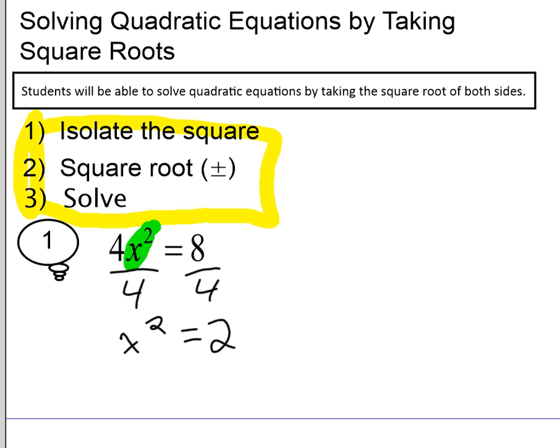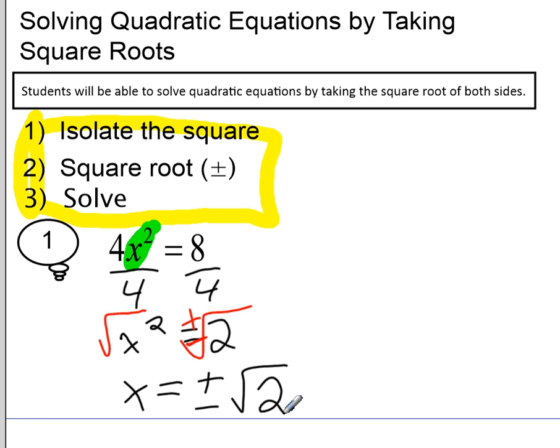All right, now that I've isolated the square, now I'm going to take the square root of both sides. And please remember that when you do that, you have to do a positive, negative. There are 2 solutions when you do that. So that gives me x is equal to positive and negative radical 2.